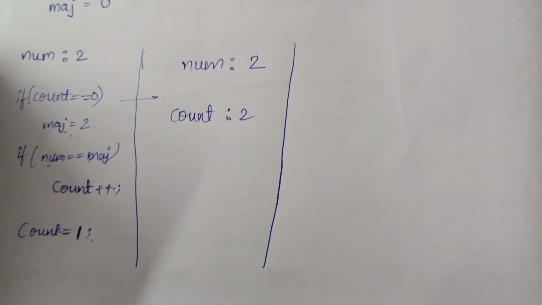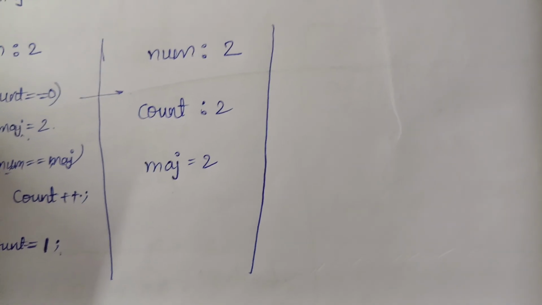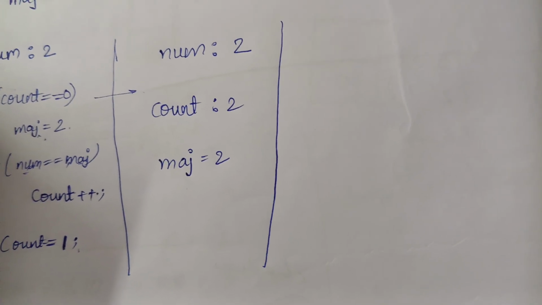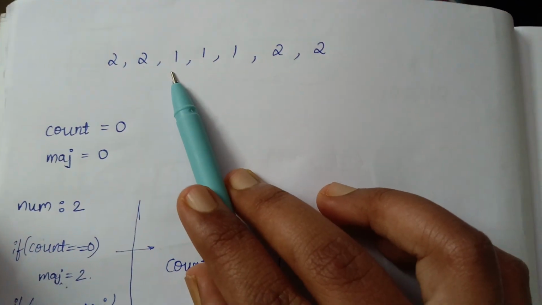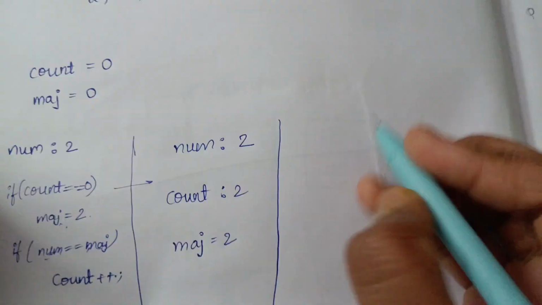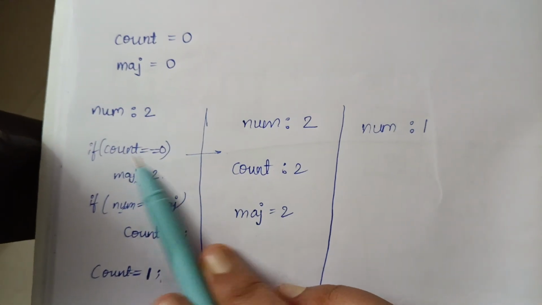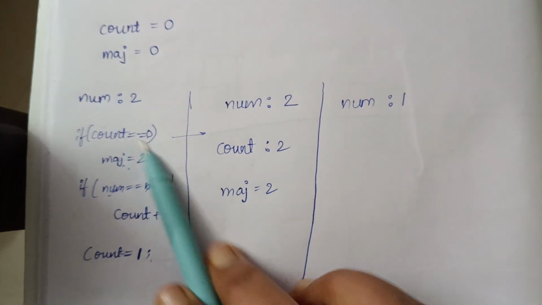So what are the things that we can observe while the second time the loop runs? While the second time the loop runs, the num value is 2, count value is 2, majority value is 2. Now when the loop runs the third time, the num value will be 1. Now you observe what is actually happening. When num value is 1, it will check for count == 0. We know that count is not equal to 0, so the if condition fails.